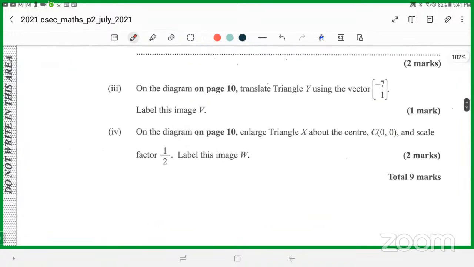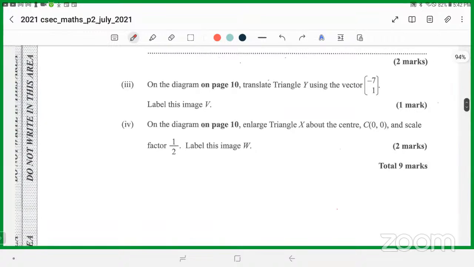In the diagram on page 10, that's the same diagram with the triangles, right? Translate triangle Y using this vector, negative 7, 1. Let's write down what negative 7, 1 does. This negative 7 is the horizontal movement that the point is going to go through. It means you're going to move the point 7 units to the left because it is negative. This one is the vertical movement, the y direction movement, which is 1 unit up. So a point here would end up here, 1 unit up.